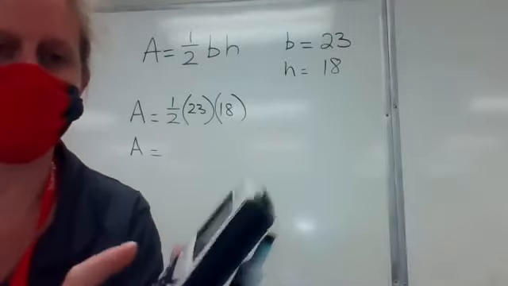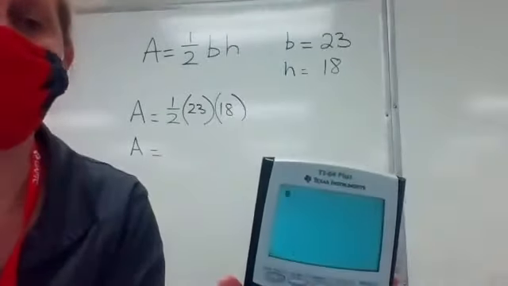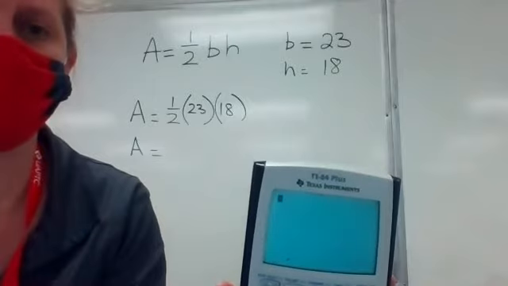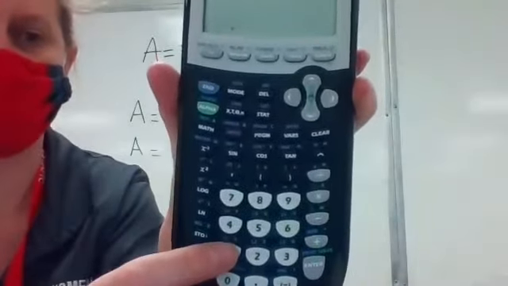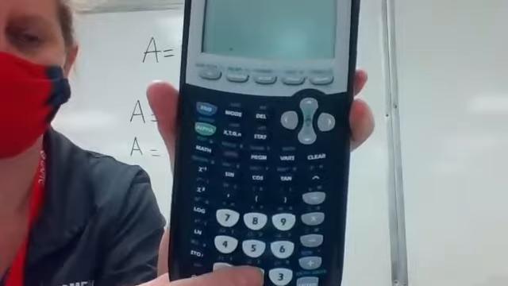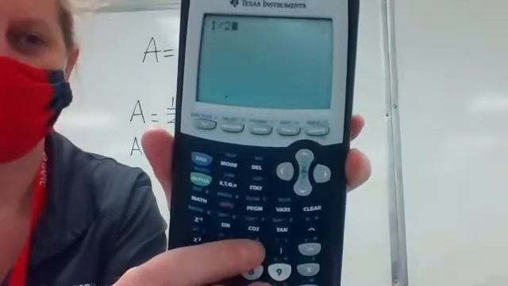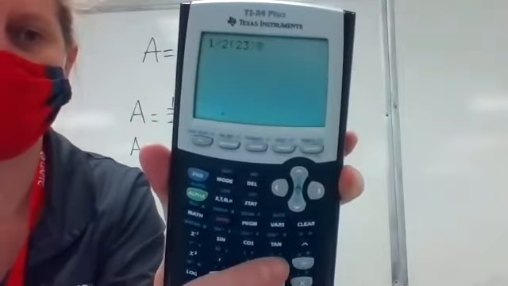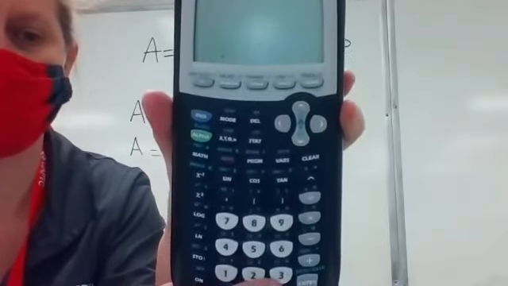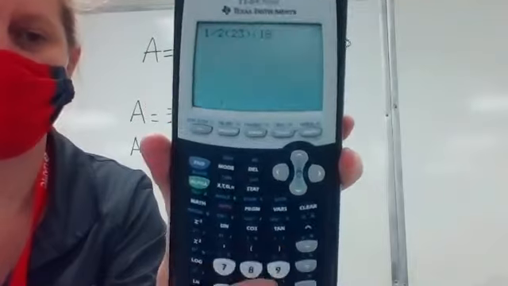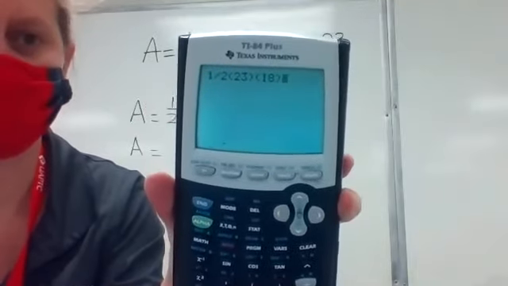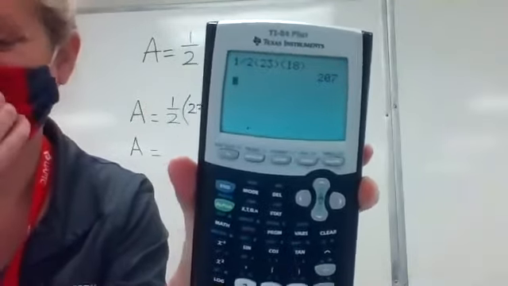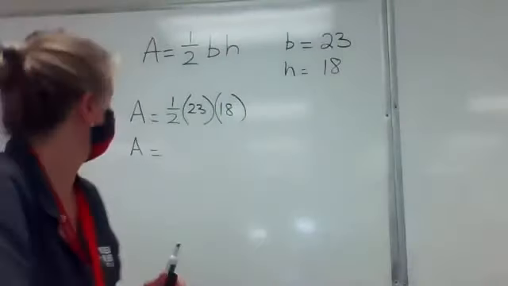Yeah, so same thing here. Again, 1/2, open parentheses 23, close, open parentheses 18, close. So 1 divided by 2, there's your half. Open parentheses 23, close, open parentheses 18, close. Enter to get 207.